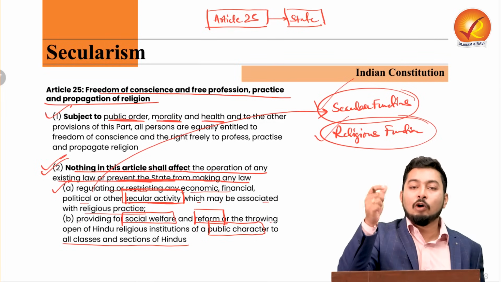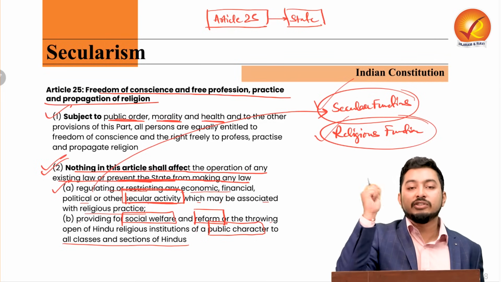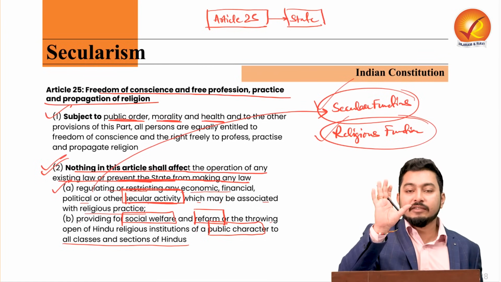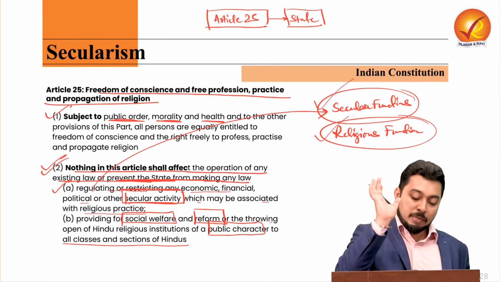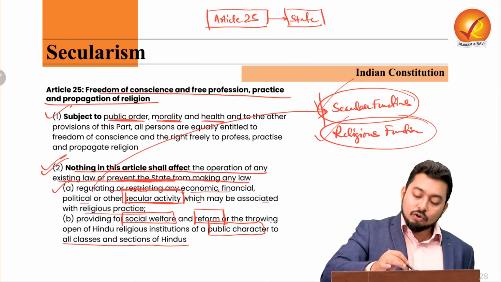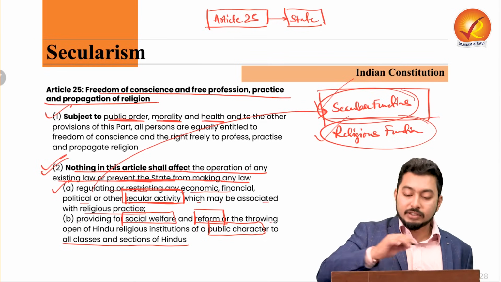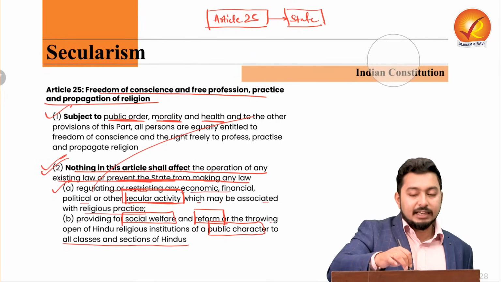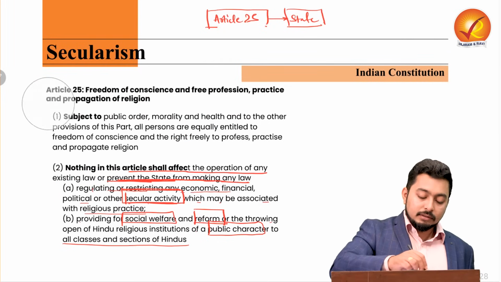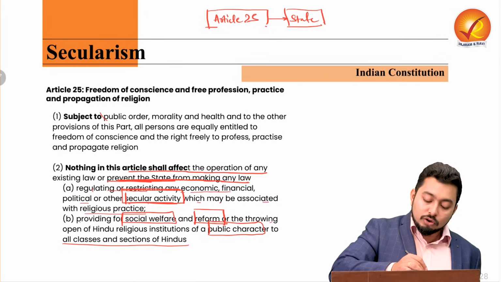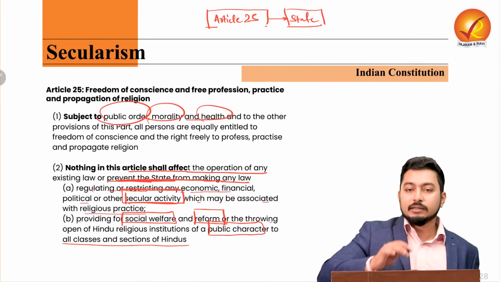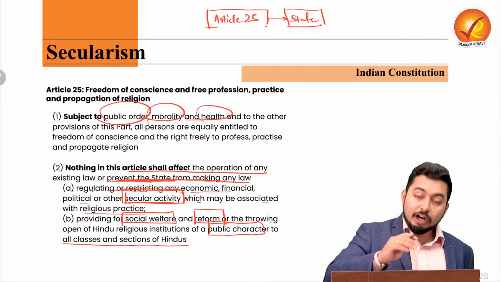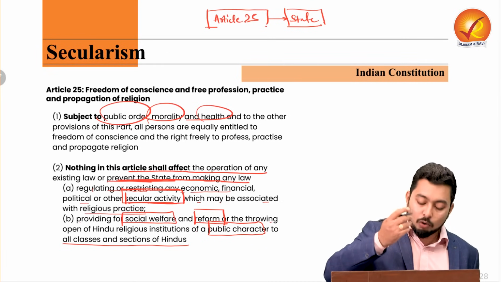Let's say there is accounting of the donations to a charitable institution, to a religious institution. Is it an important part of the religious activity or a non-essential part of the religious activity? Any non-essential part will be called the secular function. And if there is any wrongdoing in the secular functions, the state will now intervene. The state already has the ground of public order, morality and health and other provisions of this part. But it also has the power to restrict, let's say, our religious freedom on what ground?